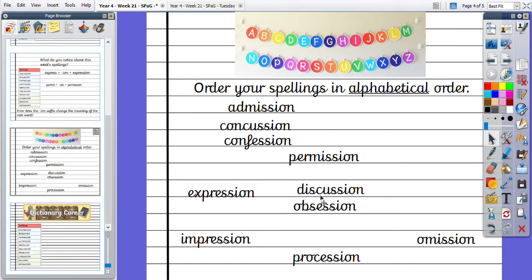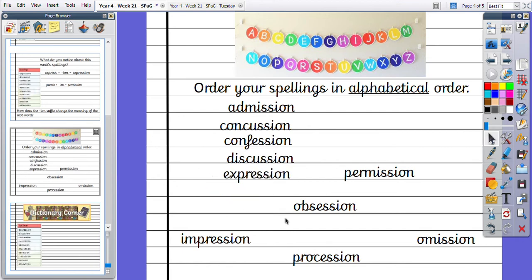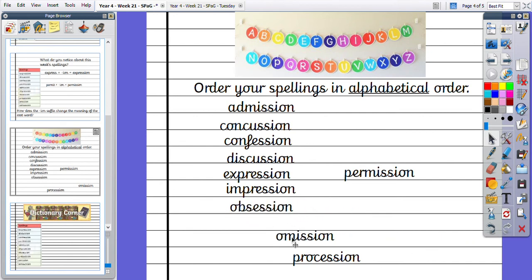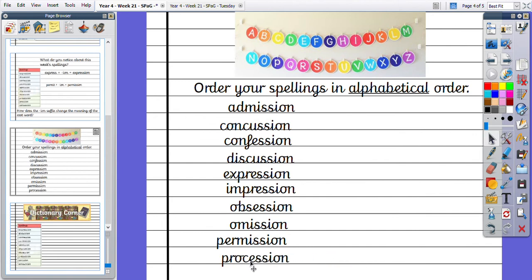So continuing on, we'd have discussion, and then we'd have expression, impression, obsession, omission, permission, and procession. If you got this correct, give yourself a dojo and make sure you tell your teacher.